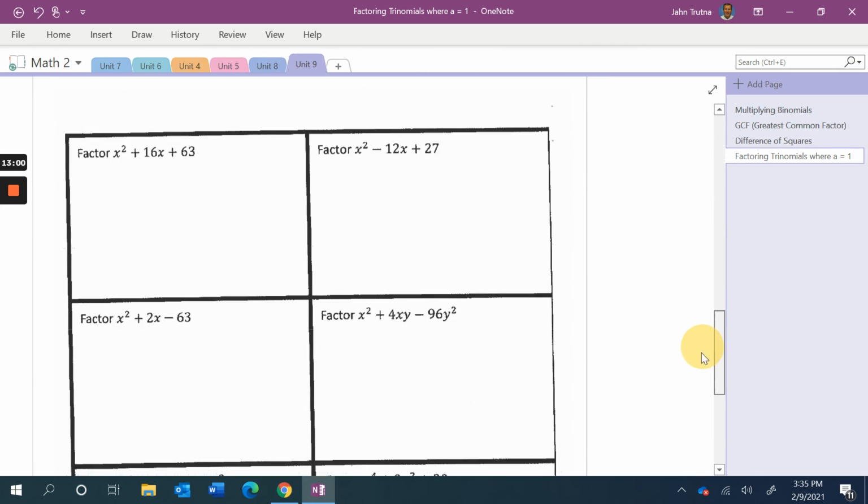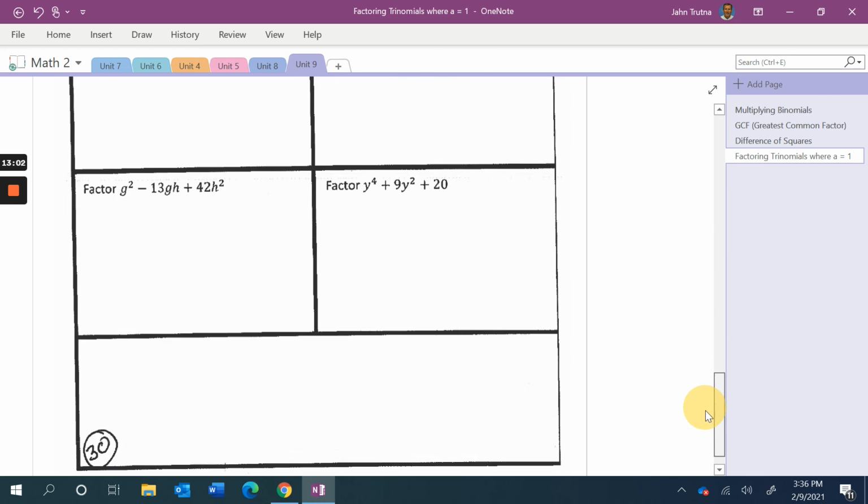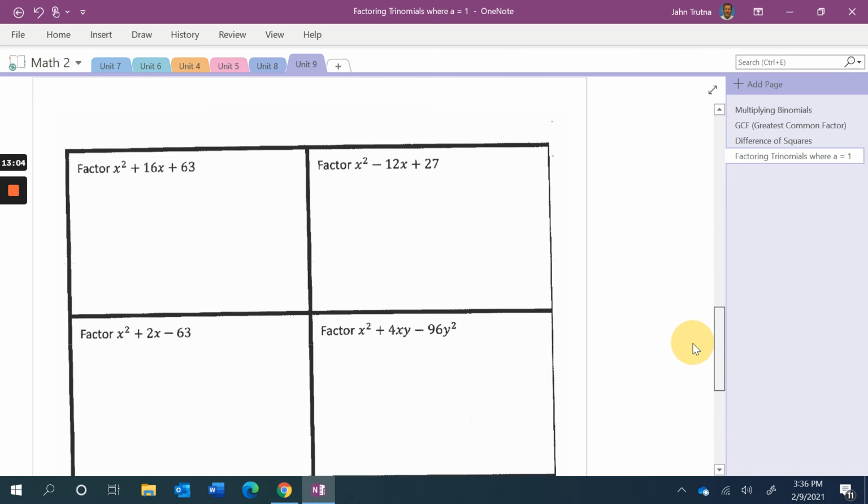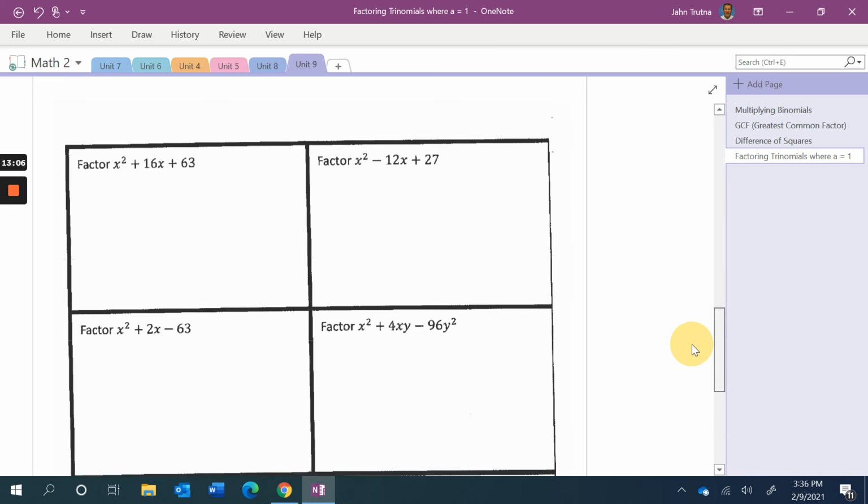So that was page 29. Let's go to page 30. Okay, and let's go ahead and do 2 more so we get the idea of how to do this. Let's go to the top of page 30, top left, x squared plus 16x plus 63.